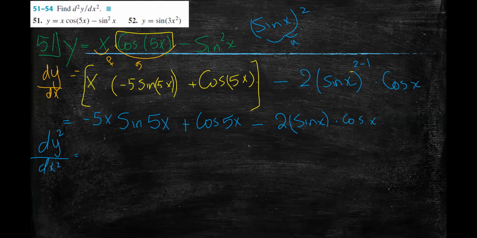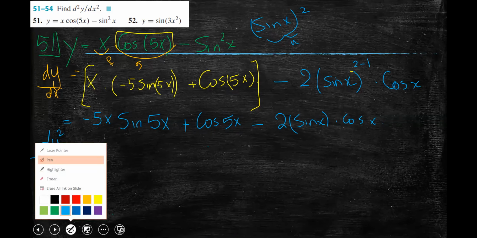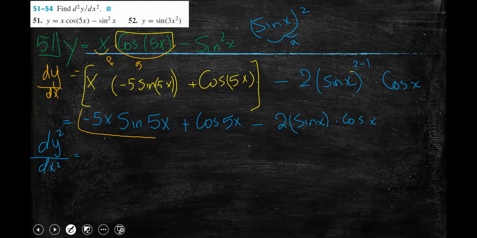Look at now the first one. Here what did we have? Negative 5x sine 5x. Is it right? Yes. So I will find now the derivative of this first one.